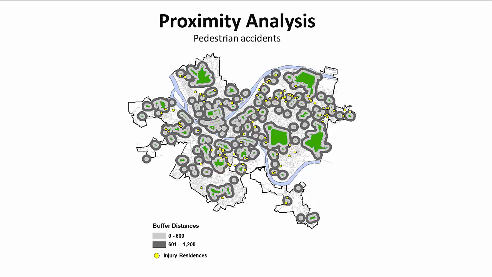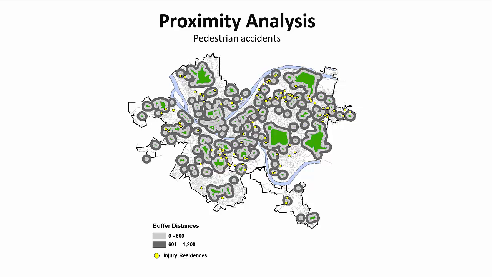Then we decided to do a study looking at the proximity to parks. So one of the questions we had was, if a kid lives closer to a park, are they more or less likely to be injured? So we set up two distances. So we set up a distance of 0 to 600 feet and 600 to 1200 feet of the park.